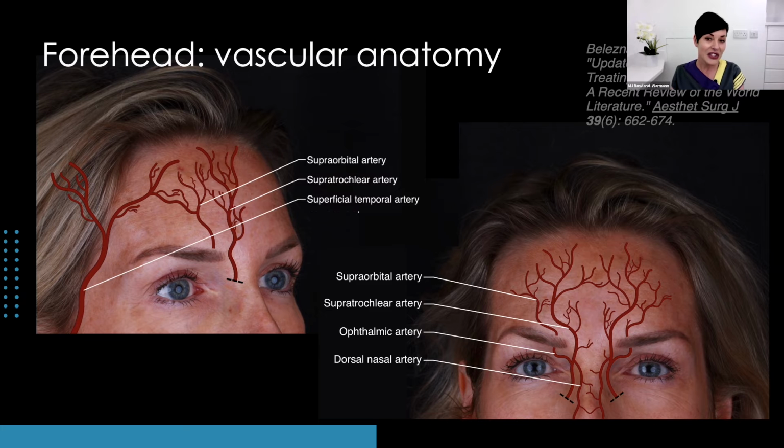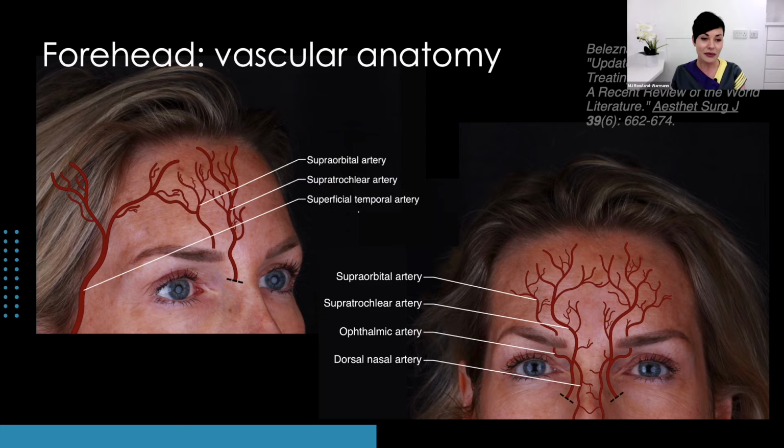Now, many injectors don't treat the forehead with filler out of fear of the risks. In their 2019 update on avoiding and treating blindness from fillers, Beleznay and colleagues found that whilst the nose was the number one site for vision loss from filler at a staggering 56.3%, the glabella at 27.1%, and the forehead at 18.8% were the second and third most risky areas for treatment.